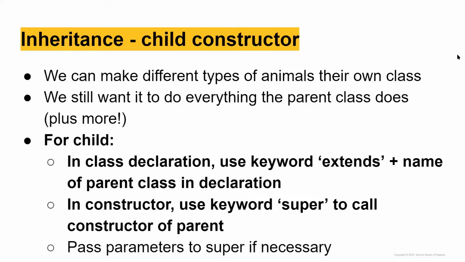So in the constructor, we are going to use the keyword super to call the constructor of the parent. And then on top of that super call, which we use kind of as a method within the constructor, we are going to add any additional variables that we might have just for the child class. We're just going to add those onto the end. So you'll see what I mean in a second.